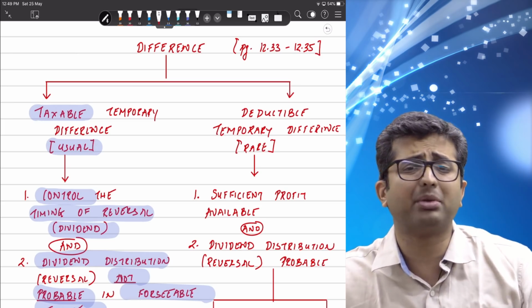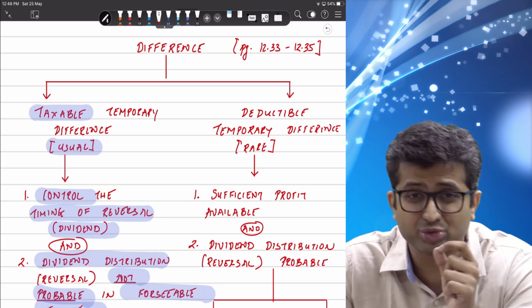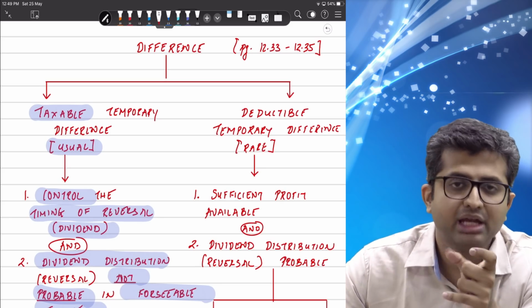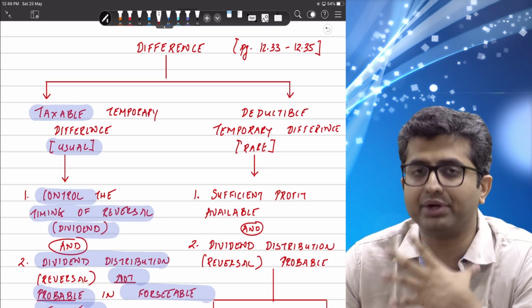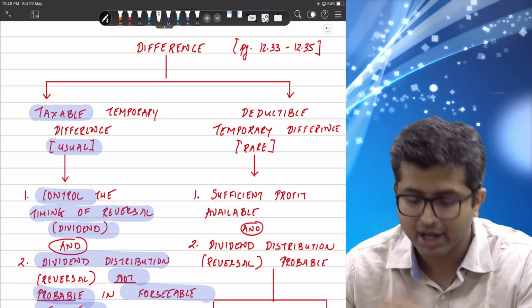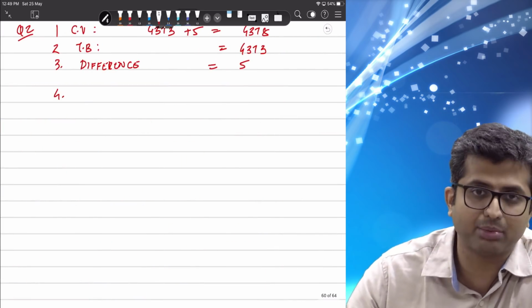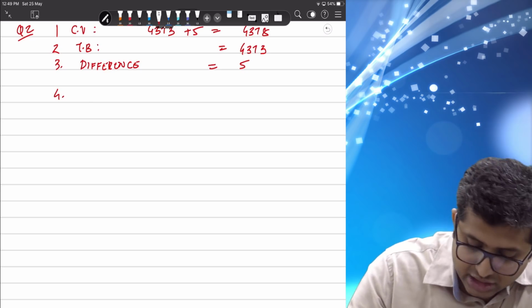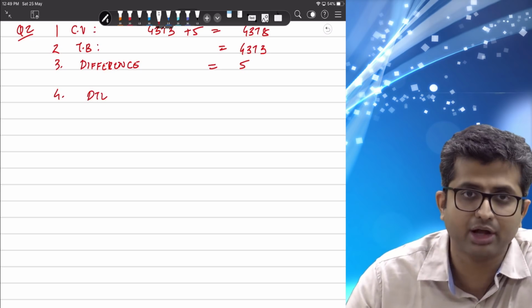Yes, it is undistributed profits, which means the carrying value in the books is greater and income tax is lower. Books have recorded profits earlier, income tax will record it later. As a result, it is a taxable temporary difference for which ideally a DTL should be created.